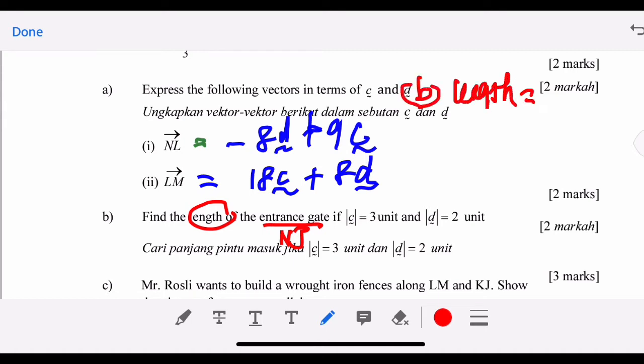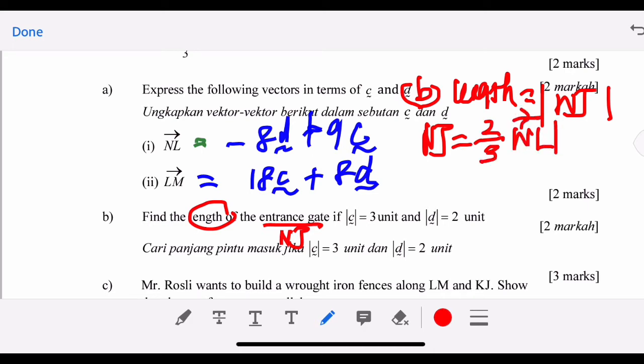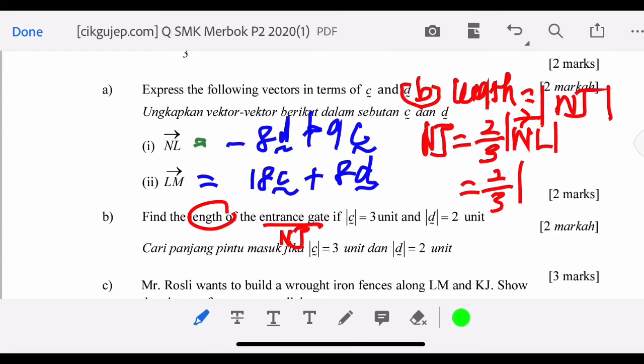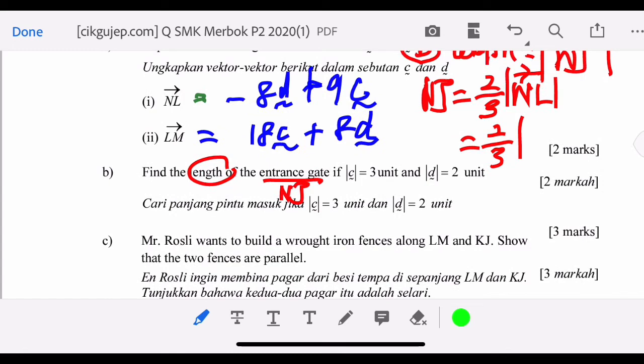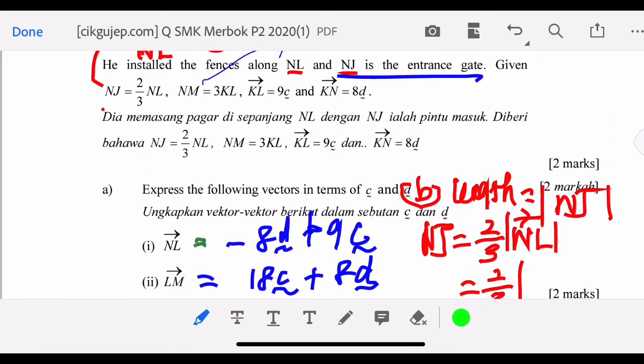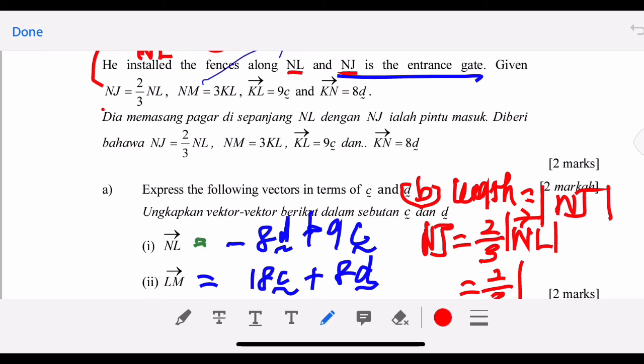The length of the entrance gate is NJ, so we are going to find the magnitude. Magnitude means two lines beside the NJ, so it shows the length of the vector NJ. We're given the ratio just now, which is 2 over 3 of the vector NL, and we found out NL is negative 8D plus 9C. For your information, the negative doesn't mean minus, it means a direction. We can ignore the negative when it comes to magnitude. You just take 8 times D, meaning the length is 8 times D.